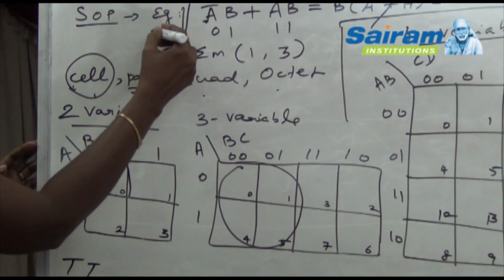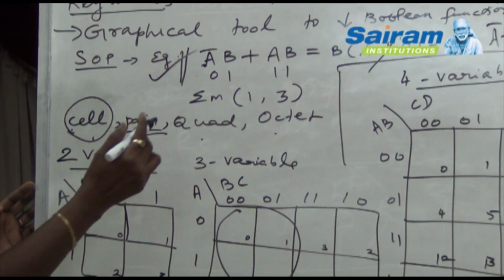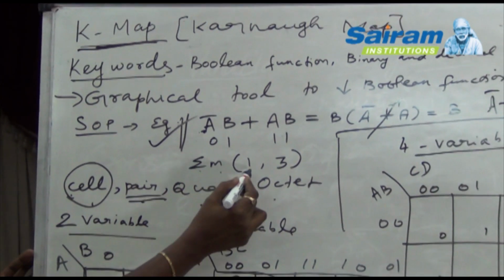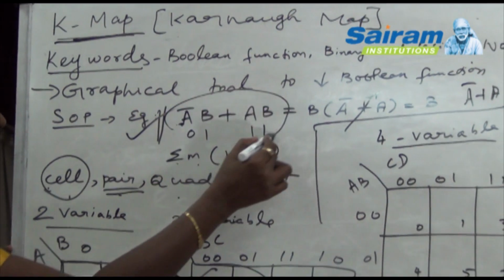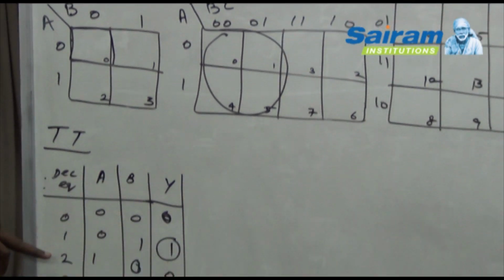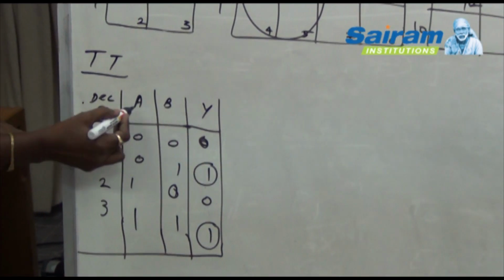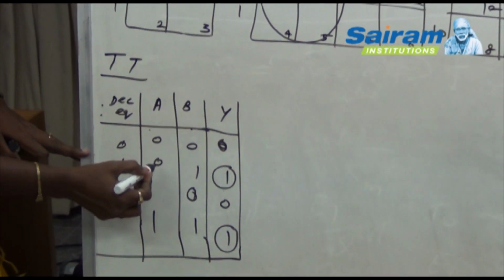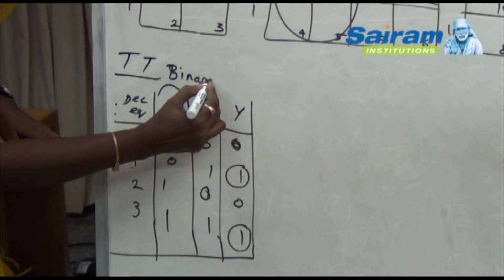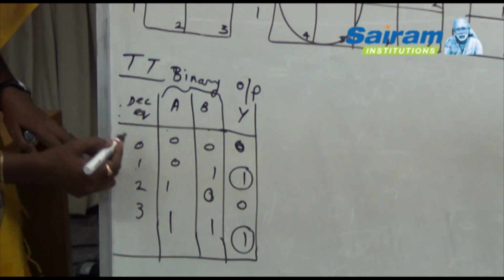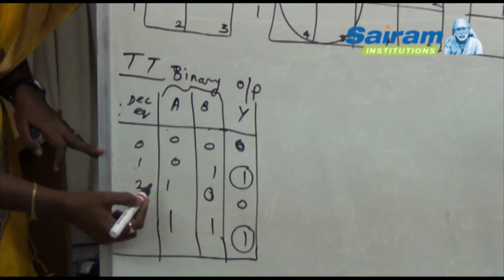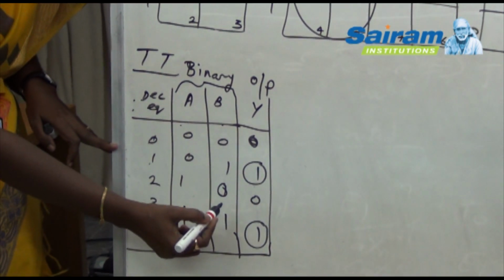Then let us see how the K-map is used to reduce the Boolean function. We can take the same function A bar B plus AB. This can be represented as summation of min terms 1, 3 also. This function can be written in a truth table in this way. Decimal equivalent 0, 1, 2, 3. For 0, in 2 variables, 0, 0 and 1 can be represented in a binary number. This is decimal, these two are binary numbers, and this is my output. So 0 can be represented in binary as 0, 0. 1 can be represented in binary as 0, 1. 2 can be represented as 1, 0 and 3 can be represented as 1, 1.